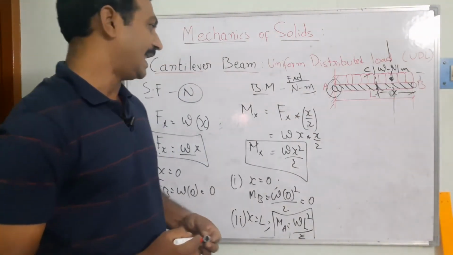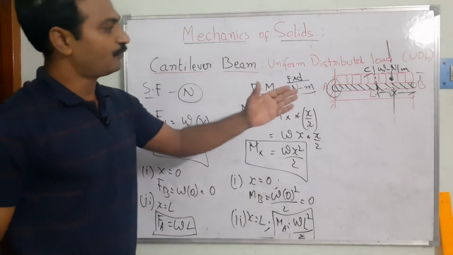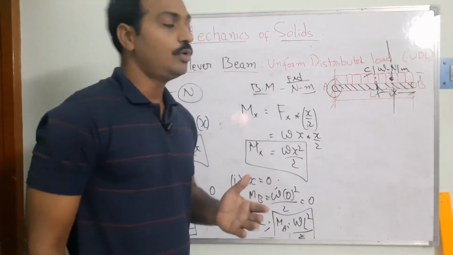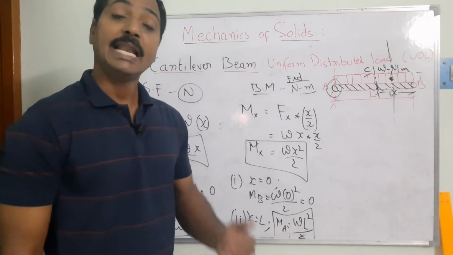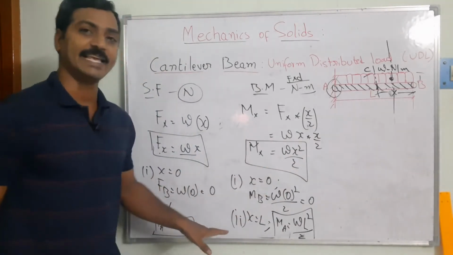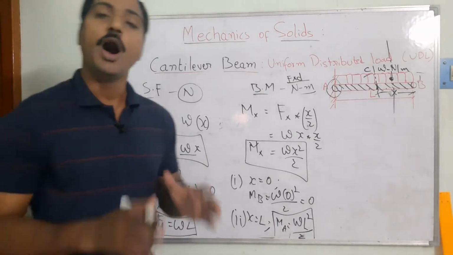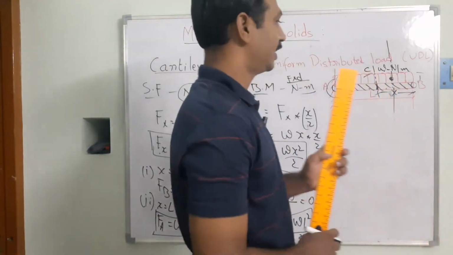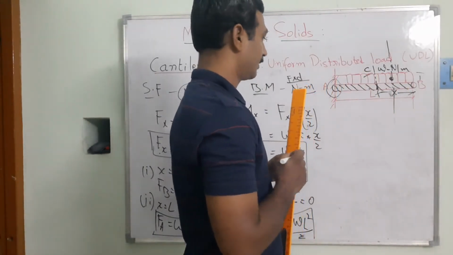Once we have calculated the shear force and bending moments at A and B, now I am going to draw the shear force diagram, and then I can find out values at any length. For this one I can take the scale, right? I hope you know how to take the scale. Now we are going to draw the shear force and bending moment diagram.